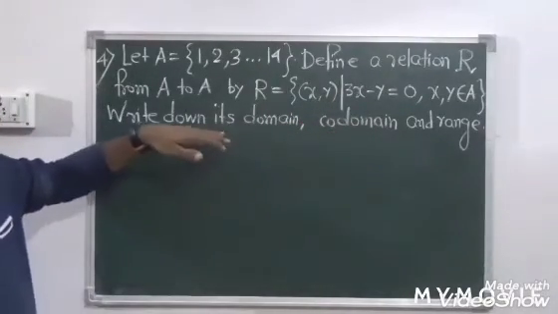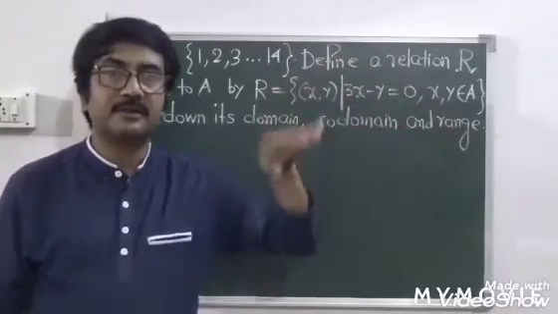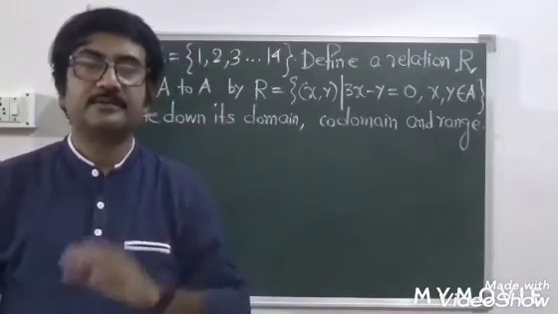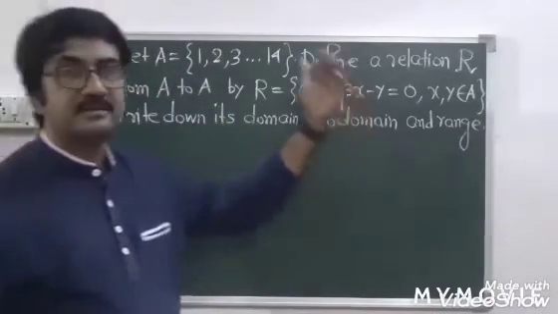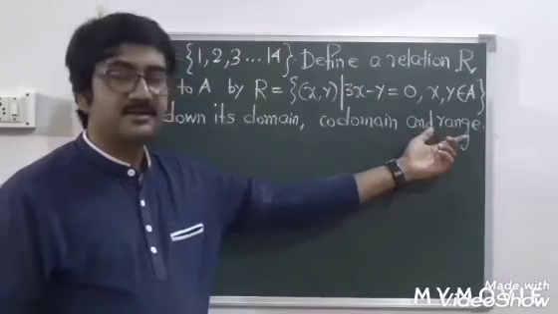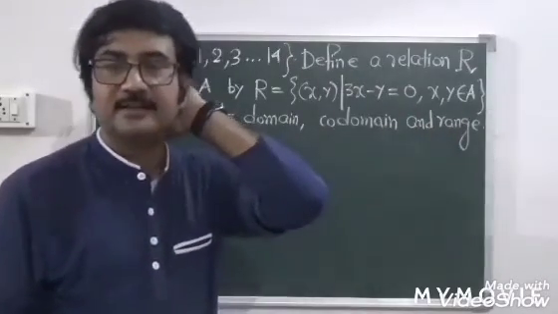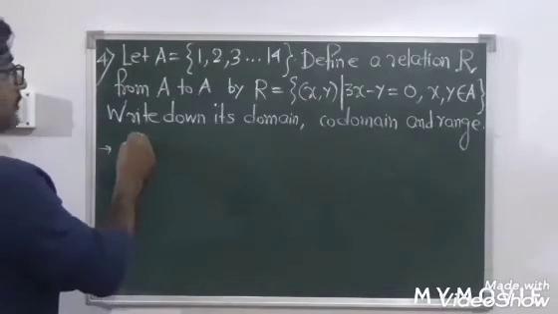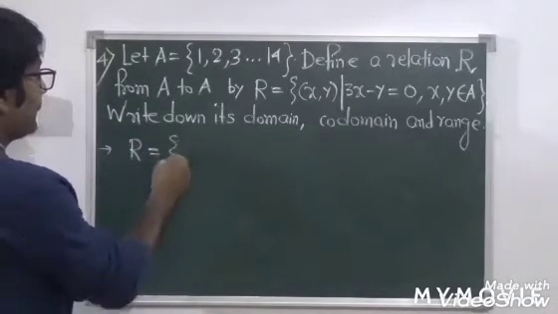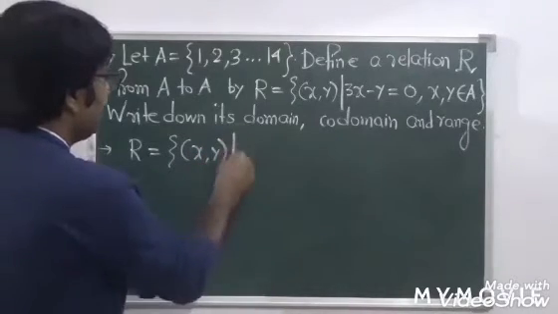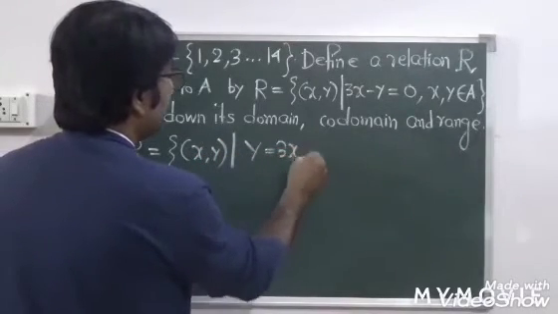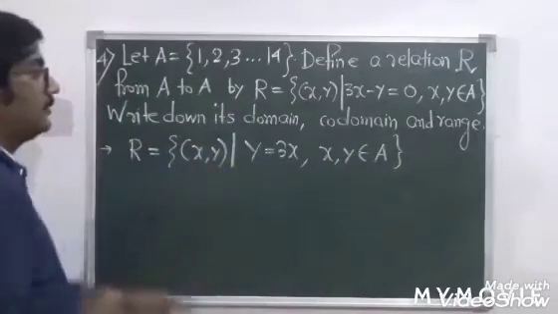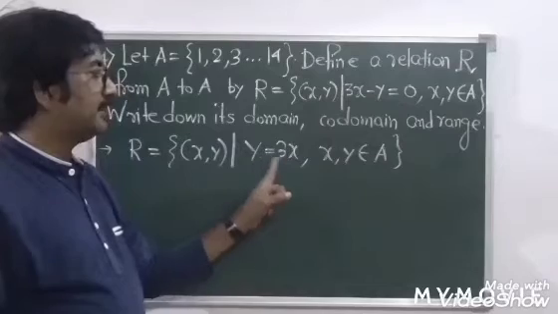You have already come to know what the domain, codomain and range are. Domain is the set of all the first elements in the ordered pairs of the relation. Codomain is the entire second set and the range is the set of all the second elements in the ordered pairs of the relation. Now let us first see the relation. Here we can define the relation as x, y such that y equals 3x, where x and y both belong to the set A. 3x minus y equals 0, so you can write it as y equals 3x.